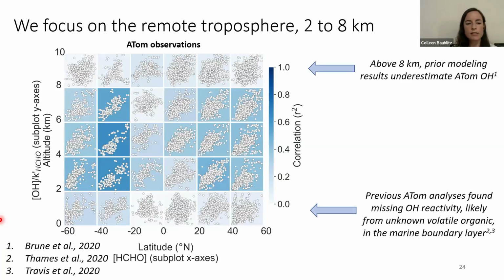That's based on some recent research that's already come out of the ATOM campaign. This research found that above 8 kilometers, prior modeling results underestimate ATOM OH, and that's at least approaching the combined uncertainty of the measurements that were used in that study. And then close to the surface, really in the marine boundary layer, some research has found that there is missing OH reactivity, likely from an unknown volatile organic species. And so we're really interested in the steady state chemistry that we have a little bit more confidence in terms of being able to infer OH concentrations. So we focus here on the mid-troposphere between 2 to 8 kilometers depth.